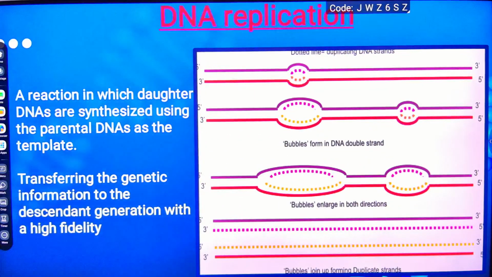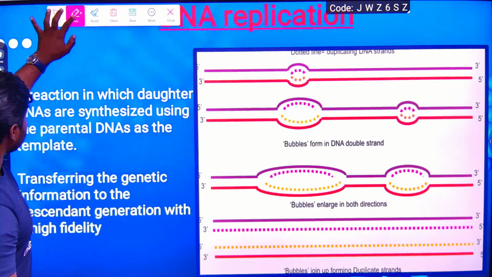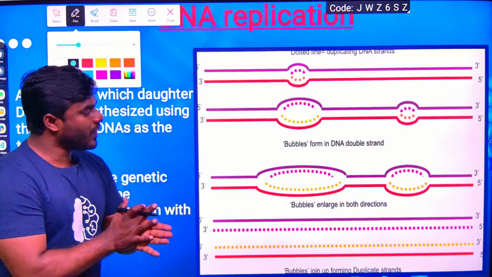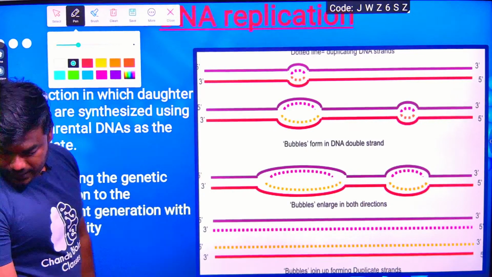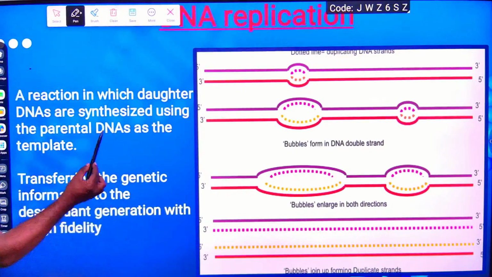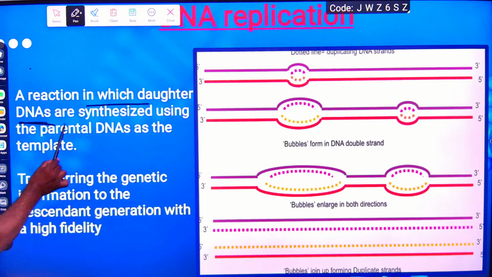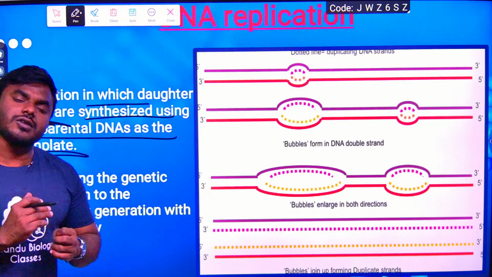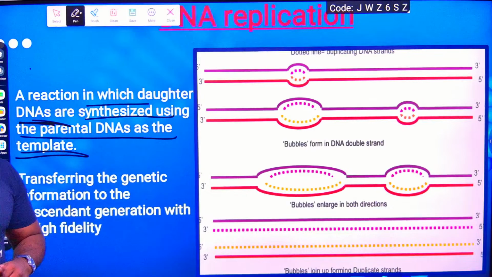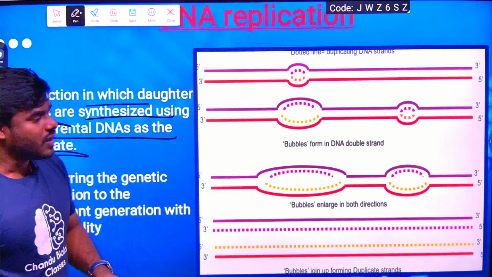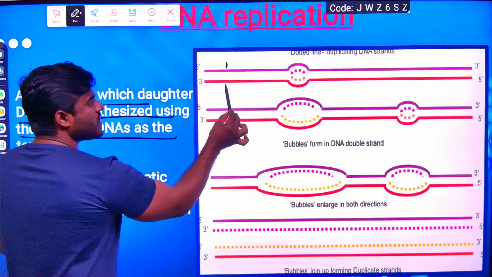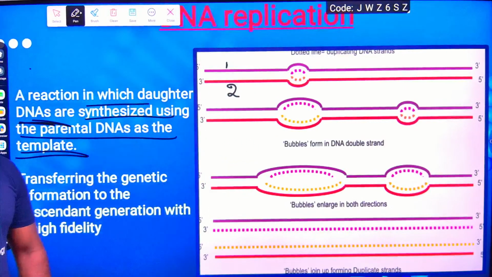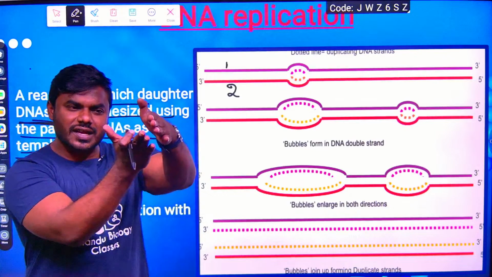Now, how can I define the word DNA replication? All of you observe the picture clearly. What is happening here? DNA replication is a process in which daughter DNAs are synthesized using the parental DNA as the template. So if I want to synthesize the daughter strand, compulsorily what do I require? Parental DNA. This is one parental strand, this is another parental strand. What is happening? The two parent strands are getting separated.